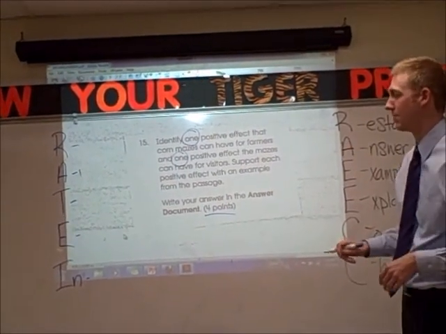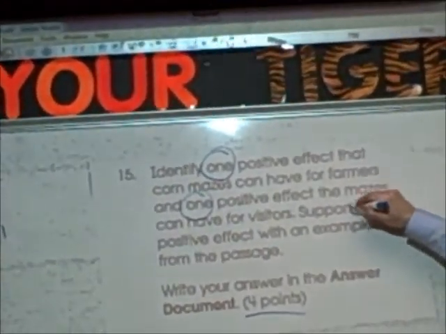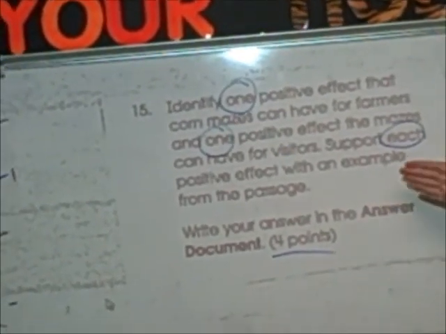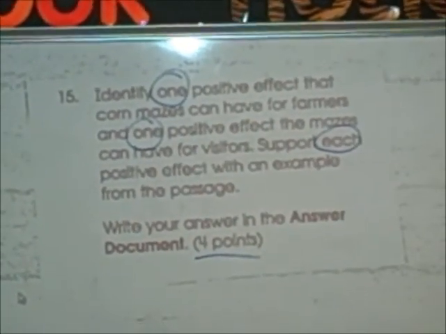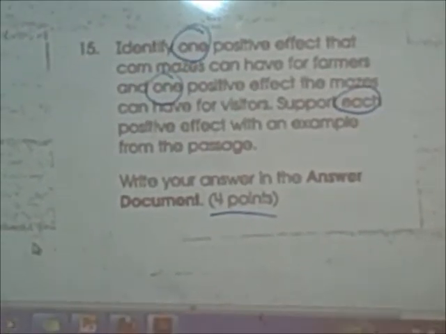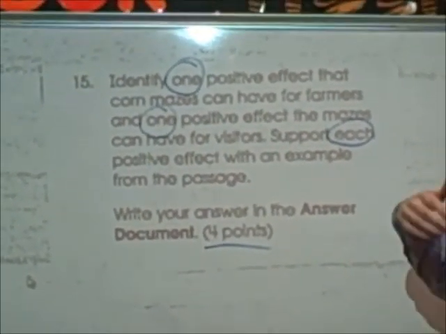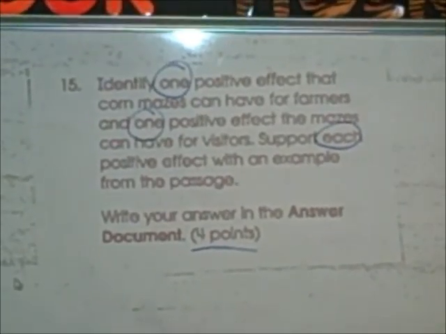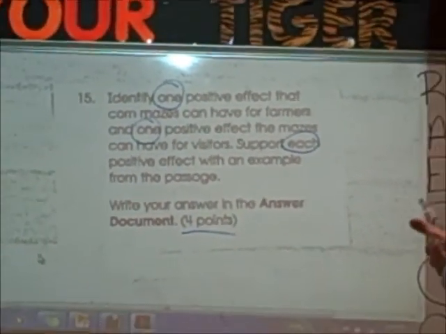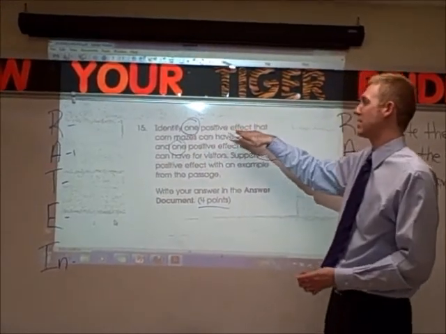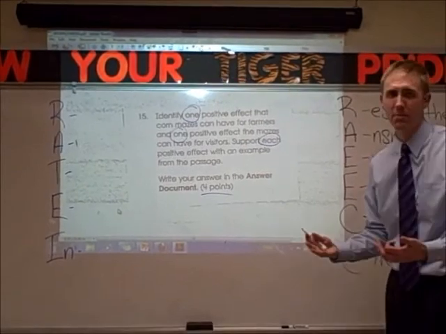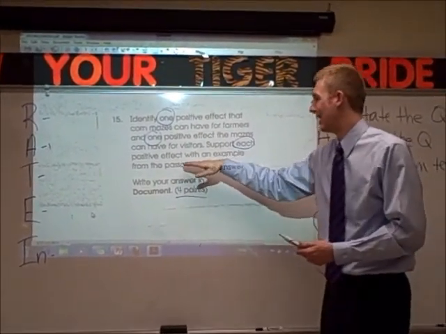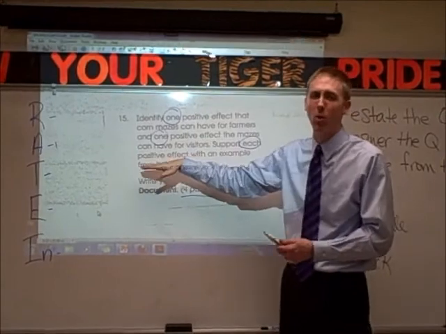1 positive effect. Something like "support each." "Each" is a key word there. Essentially what we have now is our 4 points added up. 1 positive effect that corn mazes can have, and 1 positive effect that the mazes can have, and then supporting each, which is where our 4 points come from. When it comes to restating the question, pick out those key words, the nouns and the adjectives that go along with that answer. 1 positive effect that corn mazes can have for farmers. 1 positive effect the mazes can have for visitors. 1 example from the passage that supports the positive effect.